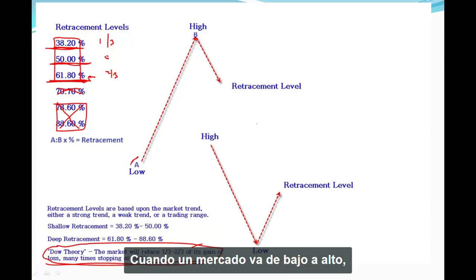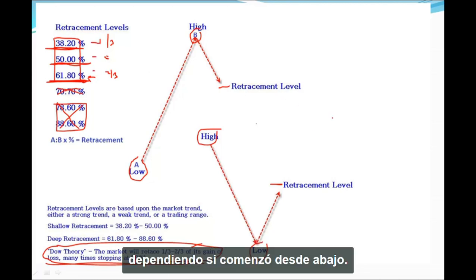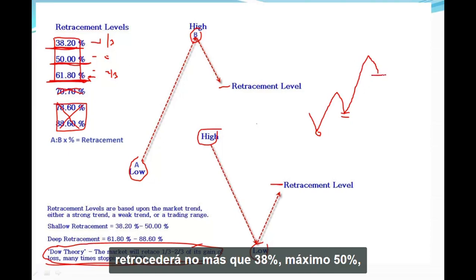So when the market goes from low to high, we have what's called a retracement, or if it goes from high to low, we get a retracement. And the retracements many times are 38, 50, or 618, depending on if it just started at the bottom. If the market's just taken off the bottom, a lot of times it'll come down 50% to 618% before expanding higher. And then it would retrace again, and if it's a very strong trend, it should retrace no more than 38%, max 50% of that swing that it just went up.